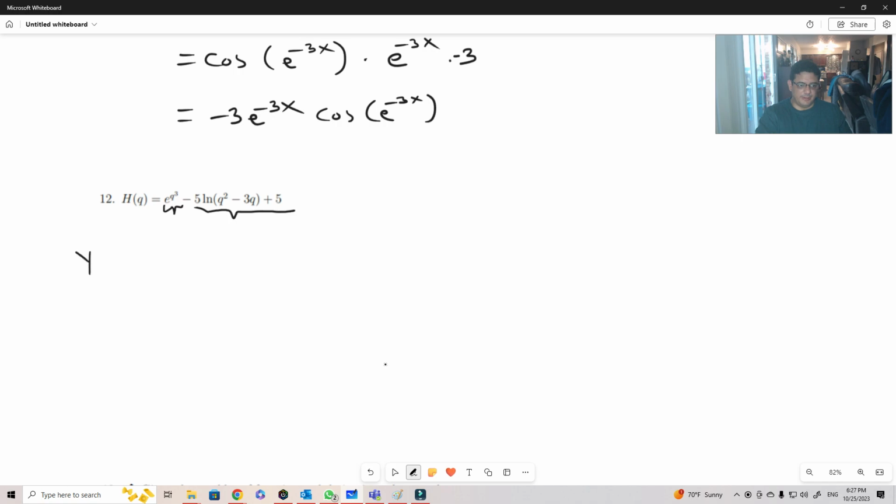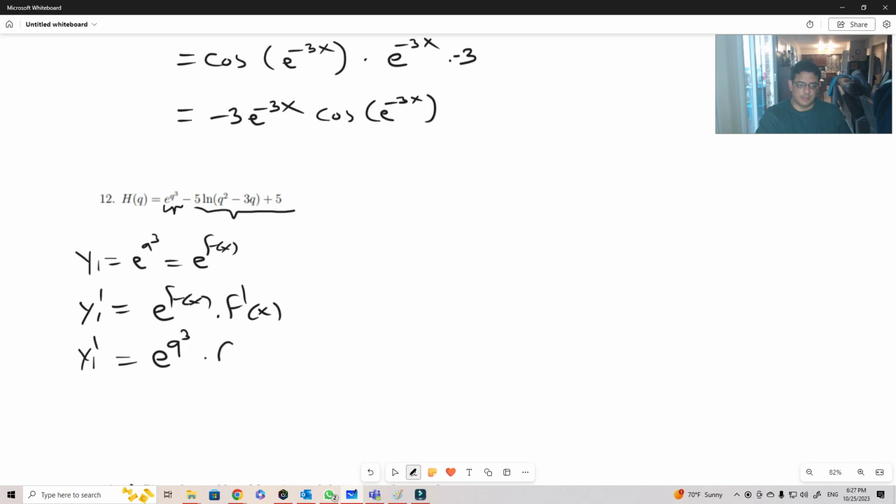So if I'm saying that y1 is e to the q cubed, then I'm saying that this is e to a certain function f of x. Then what is y1 prime? The derivative of that is going to be e to the f of x times f prime of x. Who's f here? q to the 3. So that means that I can now rewrite the derivative: e to the q to the 3 times 3q squared.